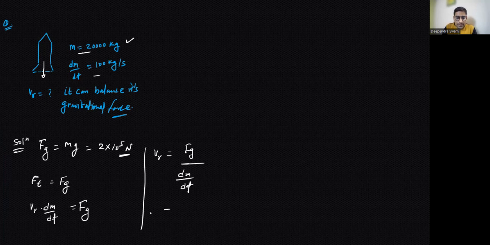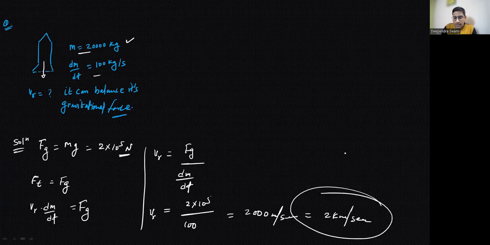Now what is F gravitational? F gravitational is 2 into 10 to the power 5, divided by dm by dt. What is dm by dt? That is 100. If you cancel out, v relative should be 2000 meter per second, or we can say 2 kilometer per second. That should be the velocity of the ejected fuel for just keeping it balanced with the gravitational force.